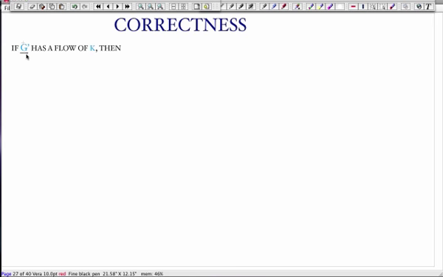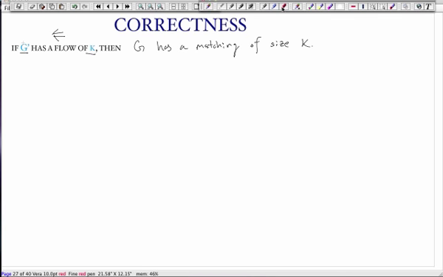If G prime has a flow of K, then G has a matching of size K. Right? So this is the other half, the other direction. We wanted to show if and only if. We showed if, and now only if. It's not so easy to see why this is true.